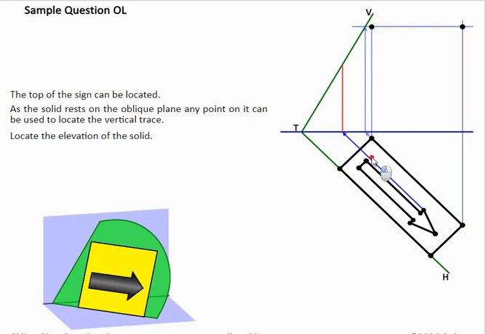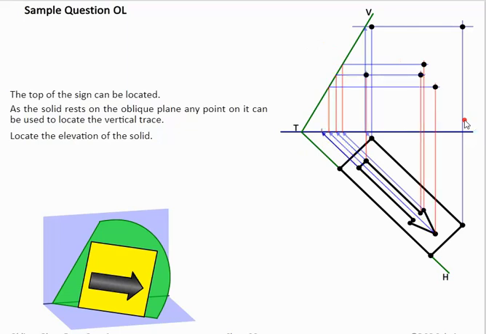So what we can do here is bring up our points. Now this here, similar to previous questions where we're bringing these points up parallel to HT, then bringing them up onto the vertical trace and bringing them across. So we have all our points found like this.